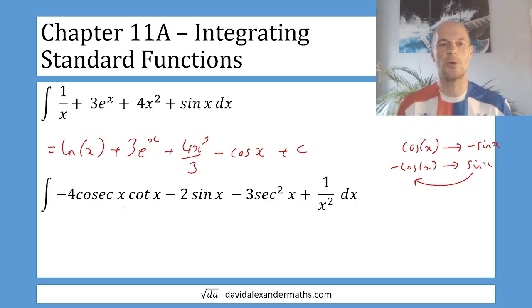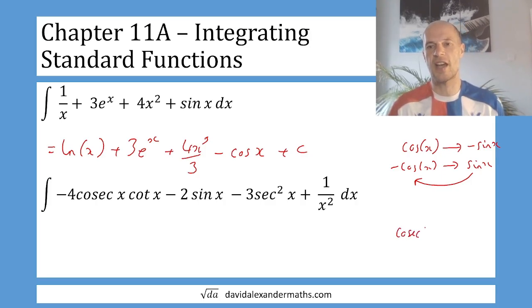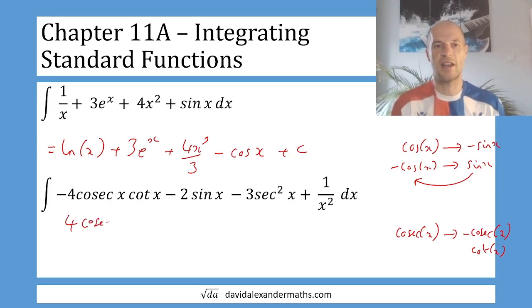Okay, minus 4 cosec cot. So we need to remember that cosec x will differentiate to minus cosec x cot x. So minus cosec cot will integrate to cosec. So here it's minus 4 cosec cot, so that will integrate to positive 4 cosec x. Minus 2 sine x. We know that negative sine x is the derivative of cos x, so that will be plus 2 cos x.